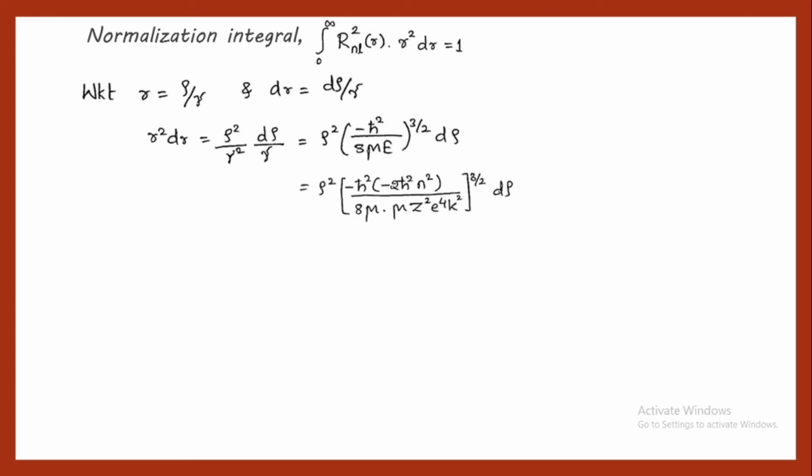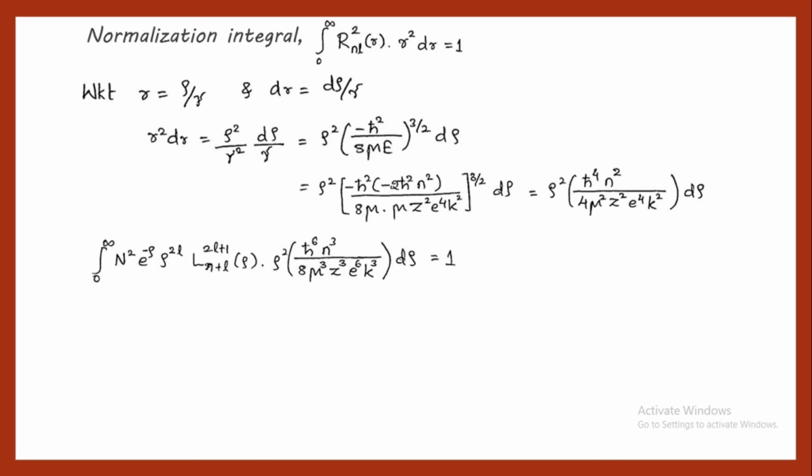Now when you simplify it, putting in the value of the energy eigenvalue E, where we have the n dependence, that is the principal quantum number, we can simplify this equation and finally we get r square dr is equal to rho square into h cross raised to 4 n square divided by 4 mu square Z square e raised to 4 k square into d rho. In order to find the normalization constant, we just need to substitute the value of r square dr into the above equation.